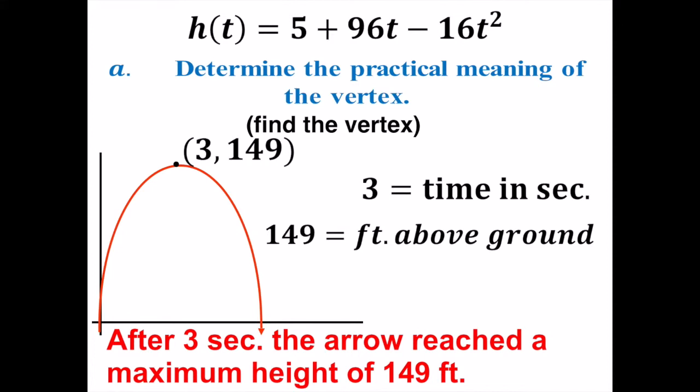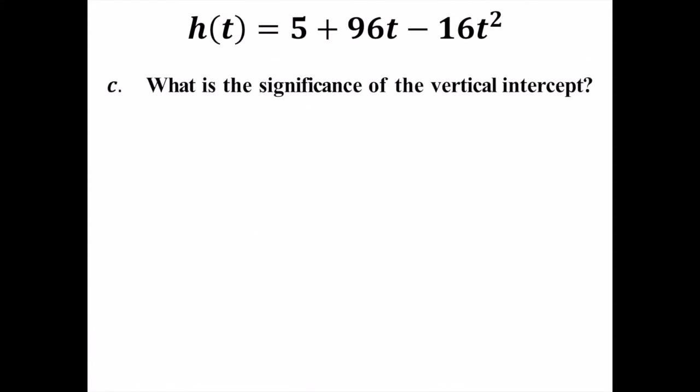Okay, for the next problem, we're going to build off that same exact concept. This is still Katniss shooting the arrow. But we want to know what the practical meaning is, what's the significance of the vertical intercept? Now, the vertical intercept is the y-intercept. This is where it crosses the y-axis. And that becomes important.